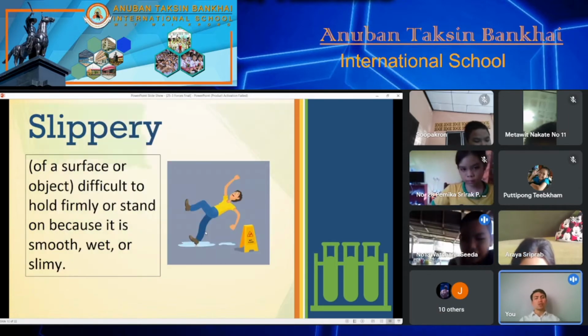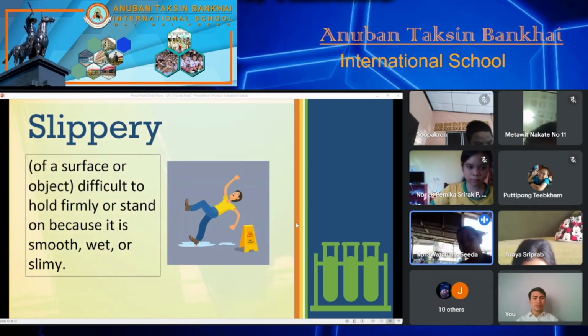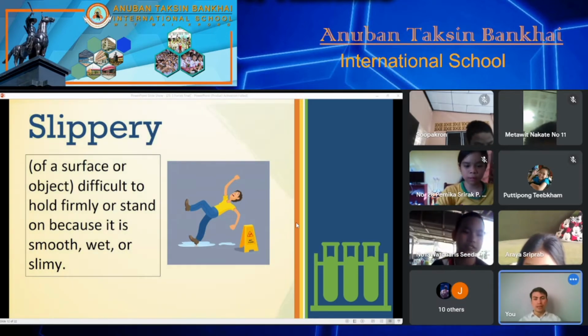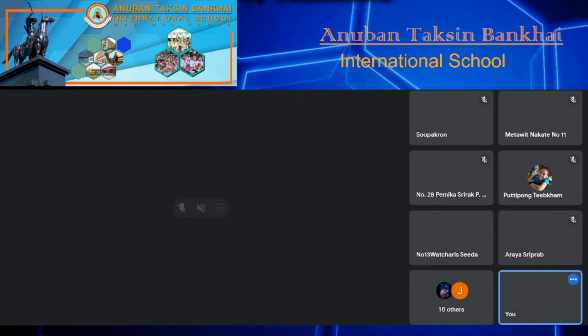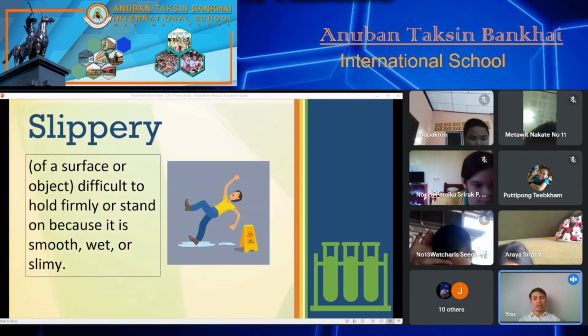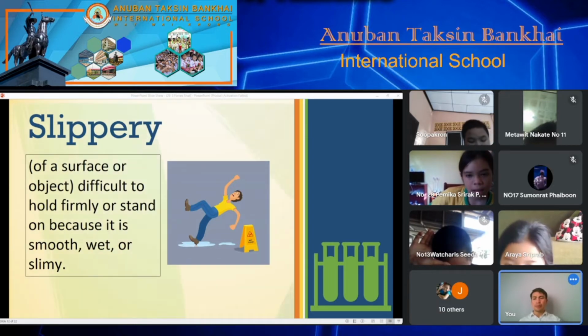The next word is very, very important. Can you read the last word? Slippery. Okay, slippery of a surface or object means difficult to hold firmly or stand on because it is smooth, wet, or slimy. You understand that? Yes or no? How do you say slippery?